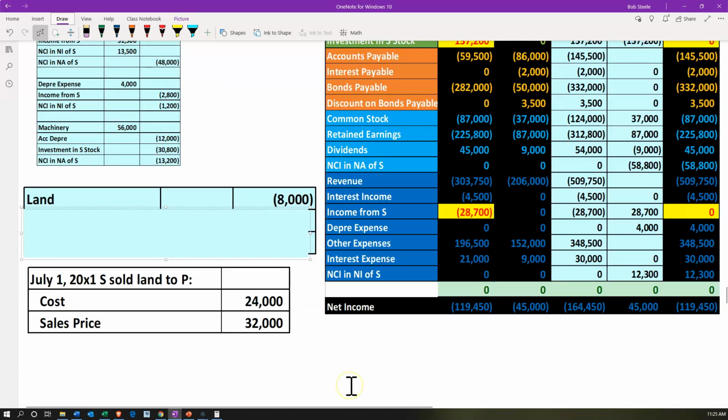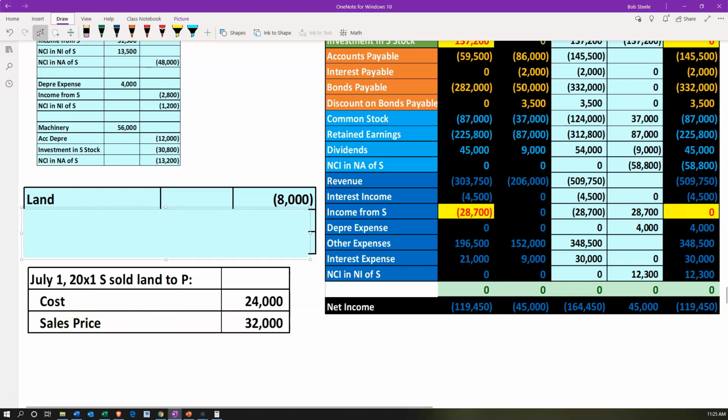Next, we're going to deal with this intercompany transfer of the land. So there's a land sale from one company to the other company. That happened on July 1st, 20X1. That's a prior year. That didn't happen in the current year. Therefore, we're not going to be dealing with the gain that's affecting the net income. We got to think about basically the balance sheet side of things.